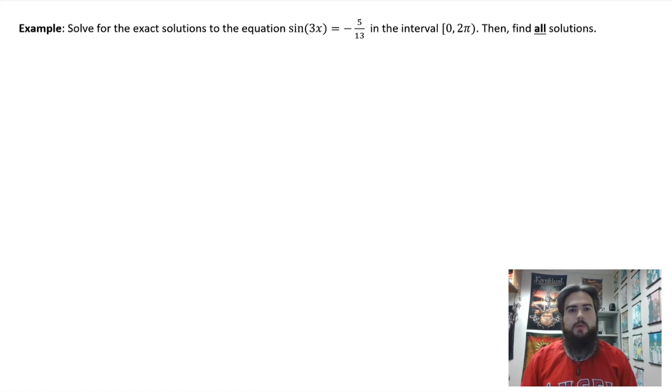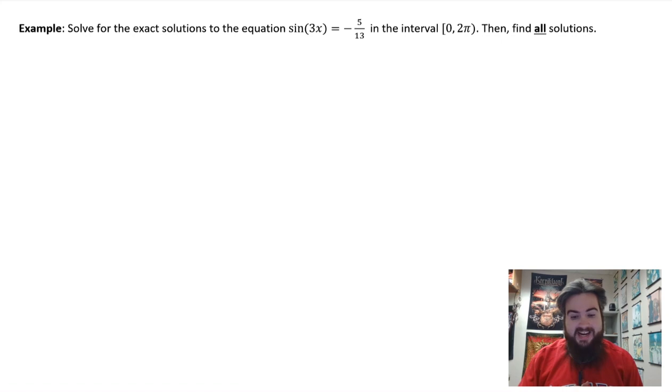In this example, we will solve for the exact solutions for the equation sine of 3x equals negative 5 over 13 in the interval 0 to 2 pi, as well as finding all solutions. In this example, I am going to actually find the full infinite solution set first, and then use that to come up with the answers between 0 and 2 pi.